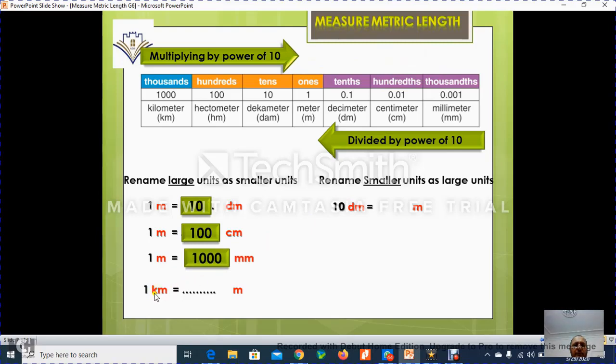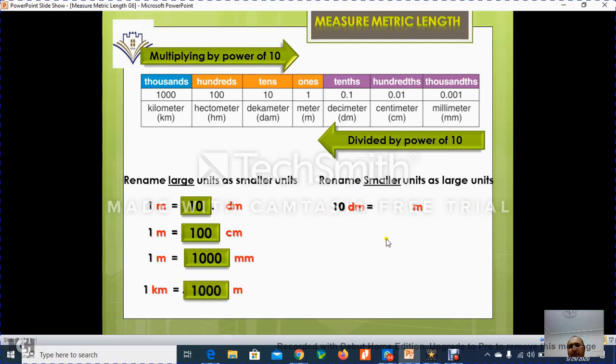And if we need to convert from kilometer to meter, kilometer is the large and meter is the small. Convert, or rename, the large unit as a small unit. Here is kilometer. Here is meter. Kilometer is larger than meter. Then how many jumps? 1, 2, 3. Again, 1, 2, 3 means 10 multiply 10 multiply 10 equals 1000. Then 1 multiply 1000 equals 1000 meters.